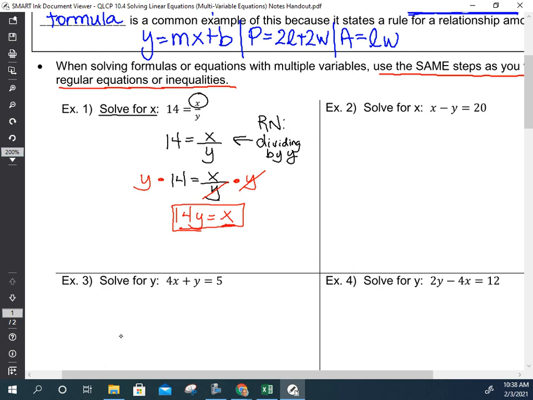When you are solving these types of problems, if you have more than one variable, the first thing you're going to have to do is look at the problem and figure out what is already happening, and then start solving the problem.